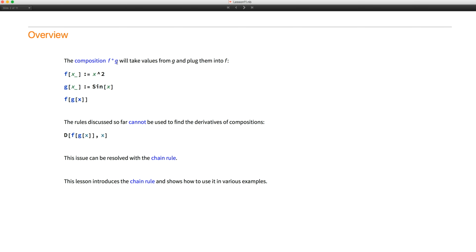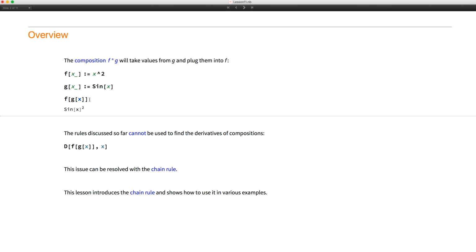So recall that if you have two functions f and g, then the composition of f and g will take the values of g and then plug them into f. So here's an example. You have f given by x squared and g is just a sine function. So if you try and work out f of g of x, that's going to be sine of x and then the square of it. So it's sine of x the whole square, or sine squared x.